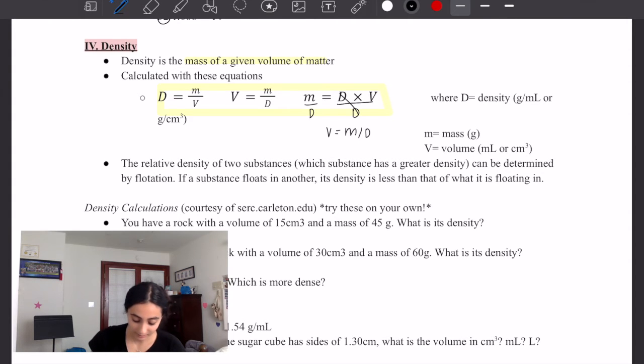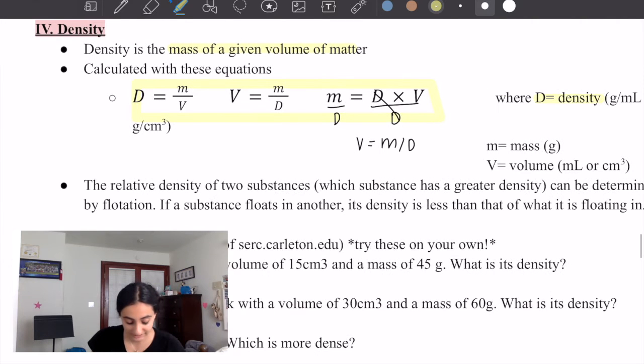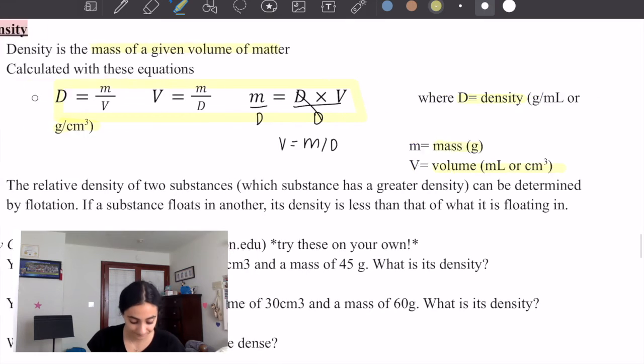So in these equations, D represents density, which can be in grams per milliliters or grams per centimeters cubed. And if you remember from our metric conversions and non-metric conversions, 1 milliliter is equal to 1 centimeter cubed. M represents mass, which is in grams, and volume can be in milliliters or centimeters cubed, similar to density.